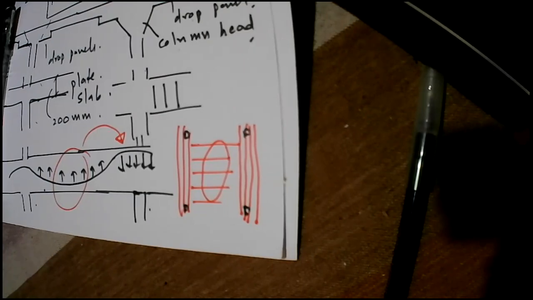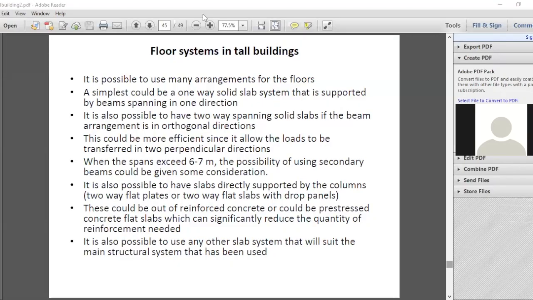So I'll share the screen again. So they could be this pre-stressed concrete. These flat slabs can be out of reinforced concrete or could be pre-stressed. And when you pre-stress it, you can actually reduce the quantity of reinforcement significantly.